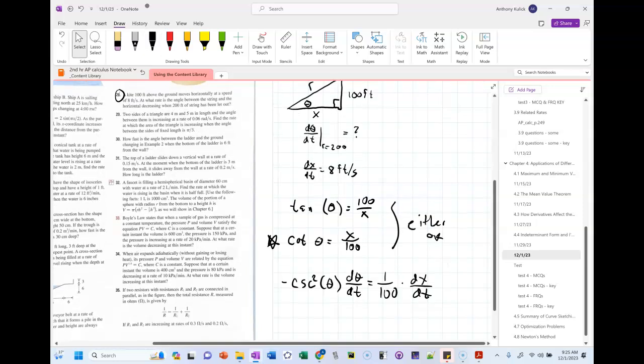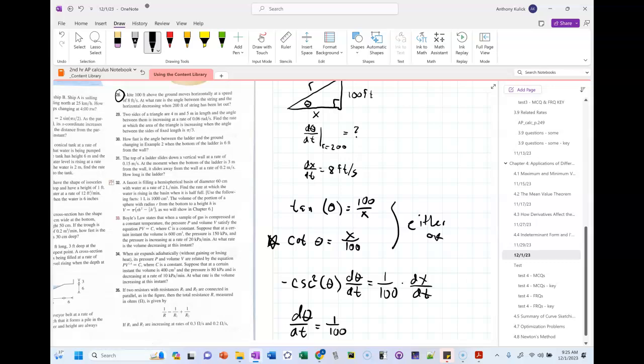So if I multiply both sides by negative sine, or negative sine squared, I should say, there's the d theta dt by itself, right? Why negative sine squared? It's the same thing as dividing by cosecant squared, right? It's just multiplying by its reciprocal.